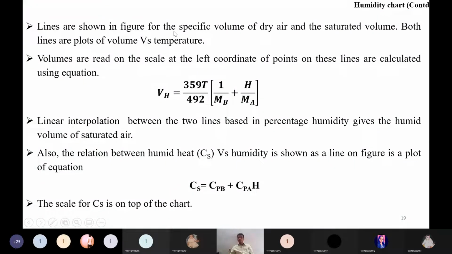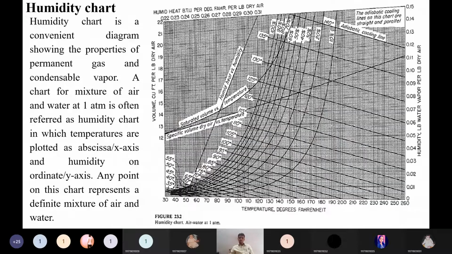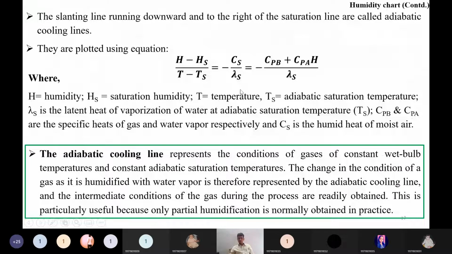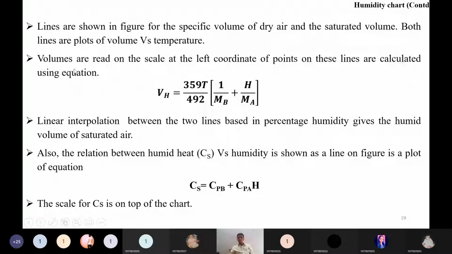Then the lines are shown in the figure for the specific volume of the dry air and the saturated volume. Both lines are plots of volume versus temperature. So this is specific volume, saturated volume versus temperature. These two lines are nothing but volume versus temperature plots. Volumes are read on the scale at the left, and the coordinates of the points on these lines are calculated using this equation, which can be used to calculate the specific humid volume of that particular mixture.